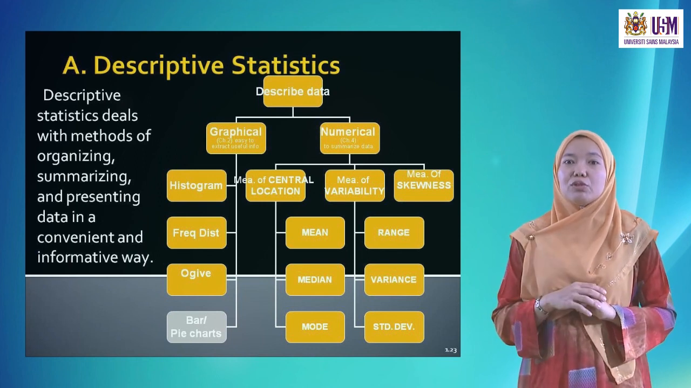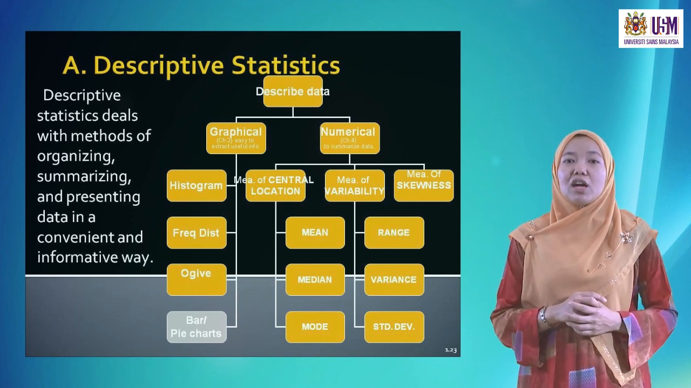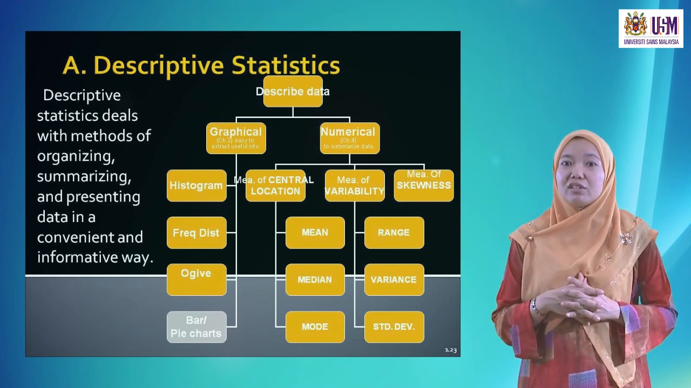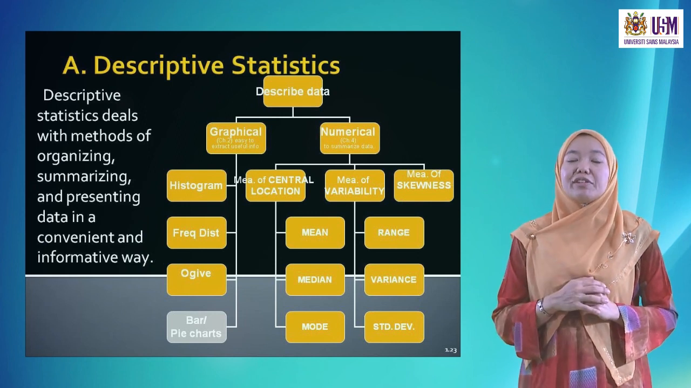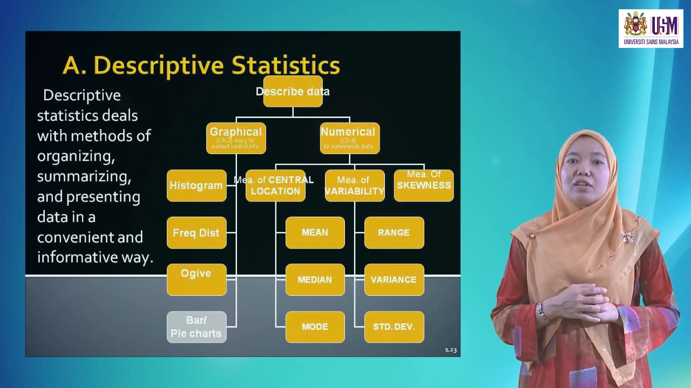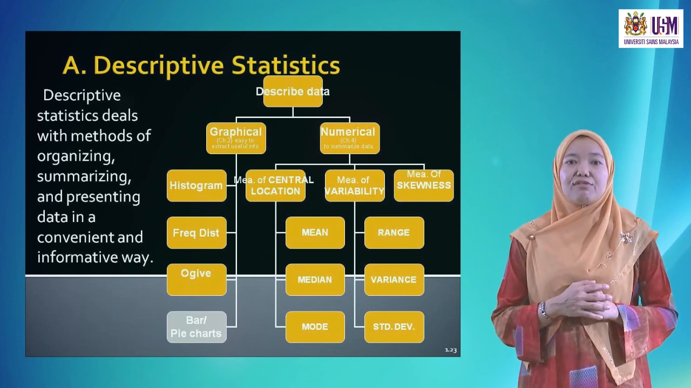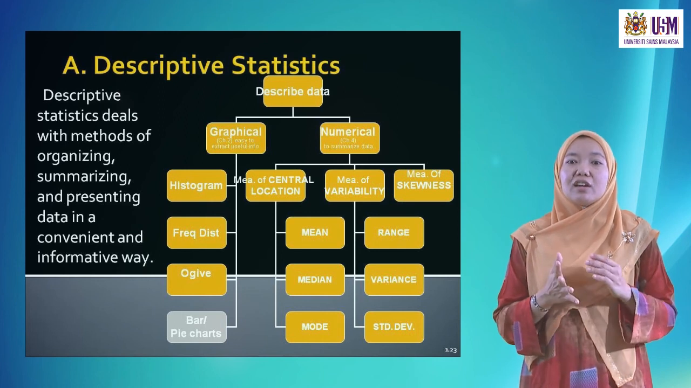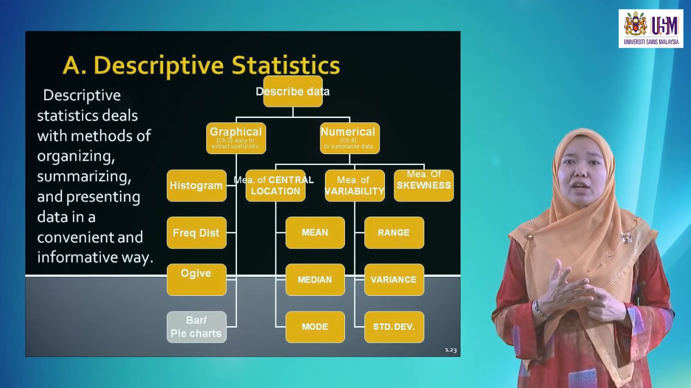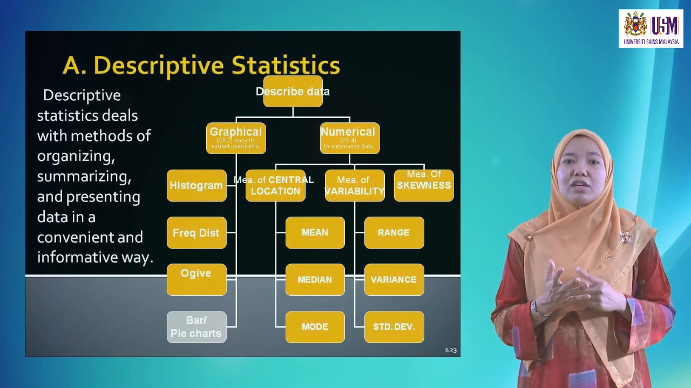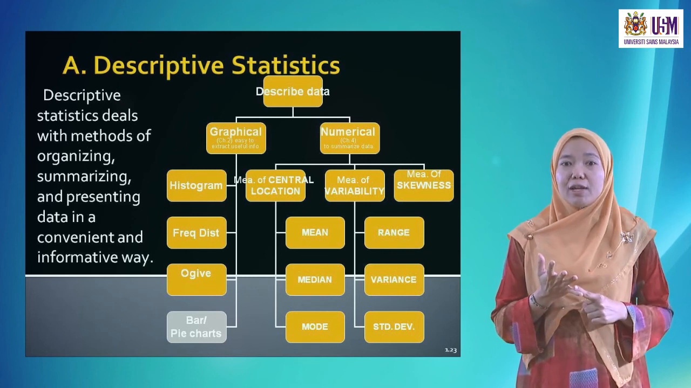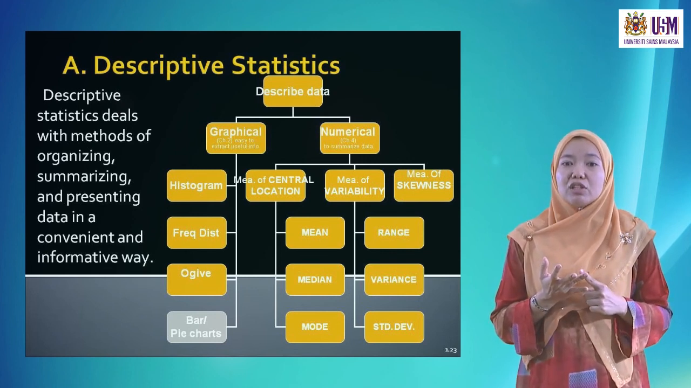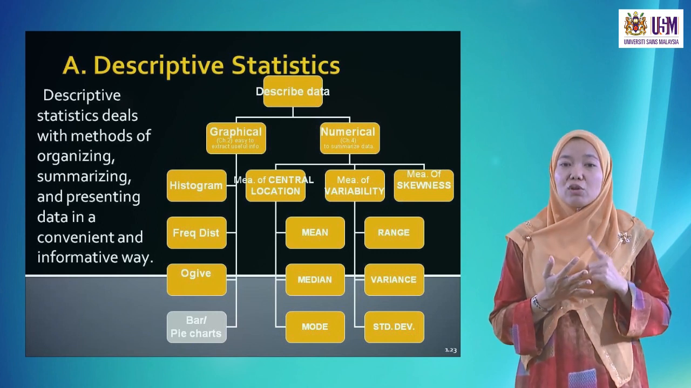What is more important for you to understand is that you can describe data in two ways. You can describe in terms of graphs, which we call graphical descriptive statistics, or you can describe data in terms of numbers, which we call numerical descriptive statistics. If we discuss data in terms of graphs, in terms of pictures, there are many ways to describe data. The first is the histogram, as I showed you in the example earlier. You also learn about frequency distributions, as well as ogive.